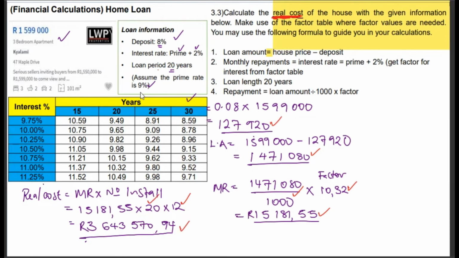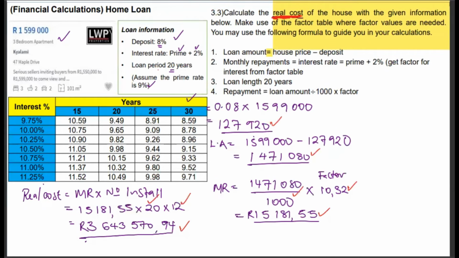Very good. This is how we mark it. We mark the deposit. You got the interest. By the way, you would not get the factor if you didn't get the interest. So this is what you had to go through to give us the answer. All right, that's question number 3.3.